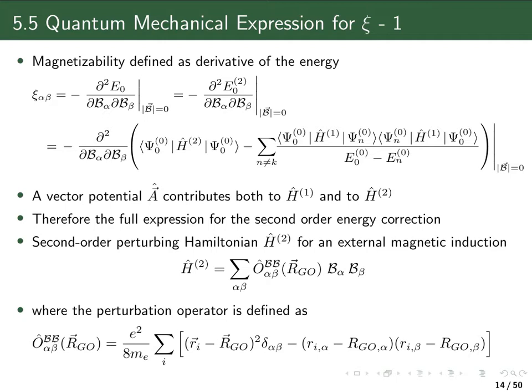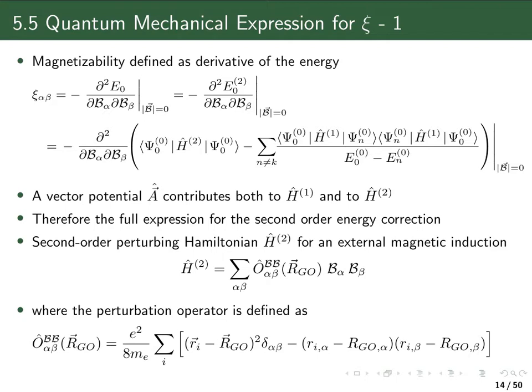Now, one way to get an expression for these perturbed energies is, of course, to use our perturbation expressions from chapter 3. And since we are taking a second derivative and evaluating it later at zero field strength, we only need to look at the second order correction to this energy, because that's the only one which is quadratically dependent on the field. Therefore, in order to get a component of the magnetizability, we have to take a second derivative of this second order energy correction.